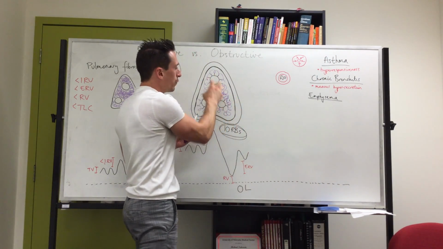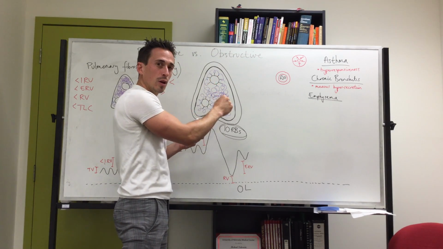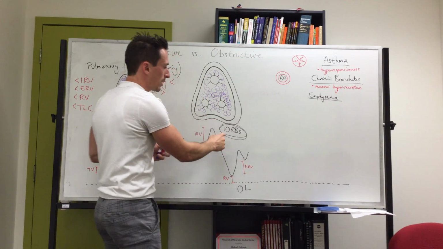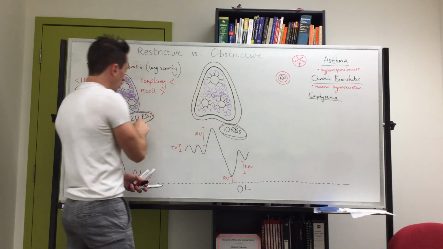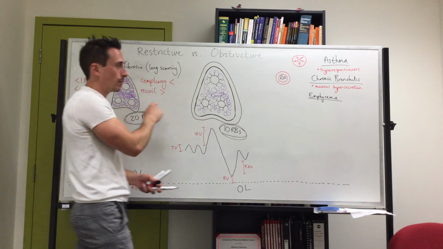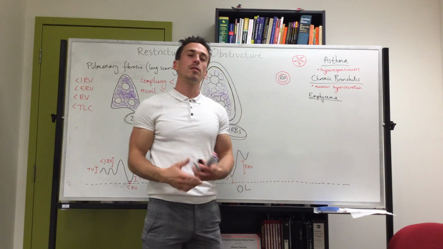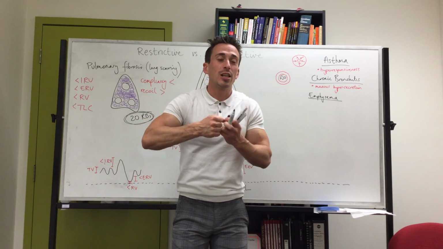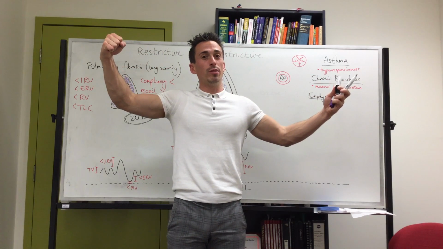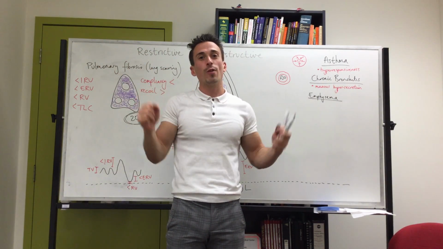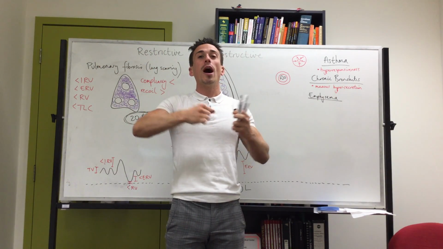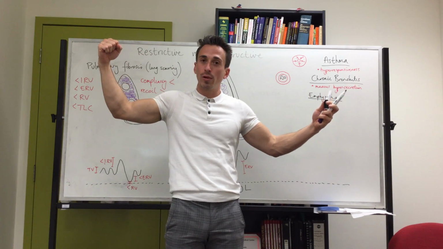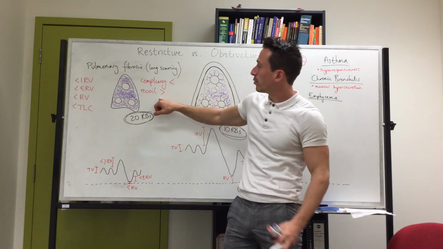If you were to remove some of this elastic tissue, think about what that means. Remember I said 10 elastic bands here, 20 elastic bands for restrictive. With obstructive, you can think of it as though there's only 5 elastic bands. That means it's a lot easier to stretch open, but the recoil isn't as great. So that means you have a high compliancy, but a poor elastic recoil, which is pretty much the opposite of the restrictive.